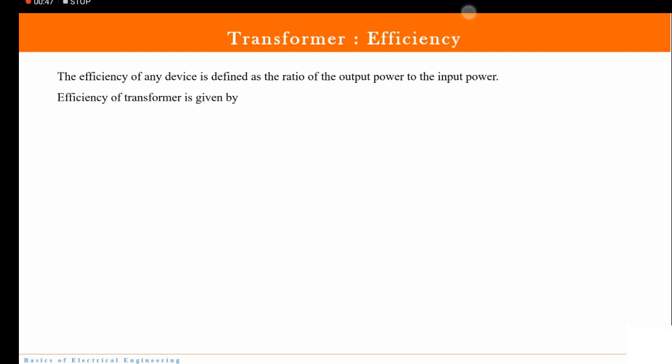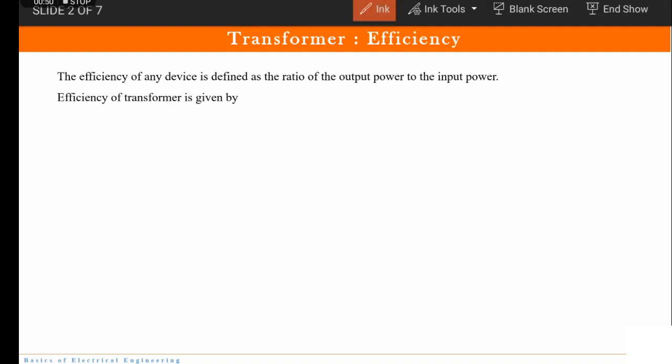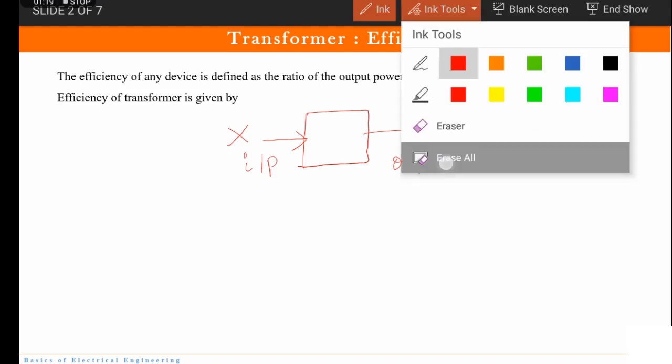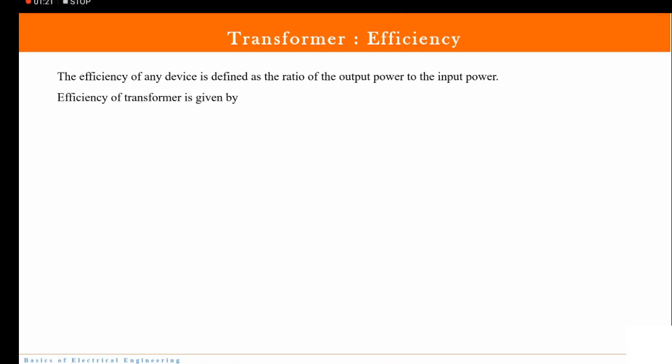Now suppose this is a device or a system. Okay. And X is the input. Now we are getting Y as the output. Okay, then what will be efficiency? Efficiency is represented by letter eta. Now it is going to be that this much output is generated after giving this much input. Got it? Yes. So this is a generic definition.